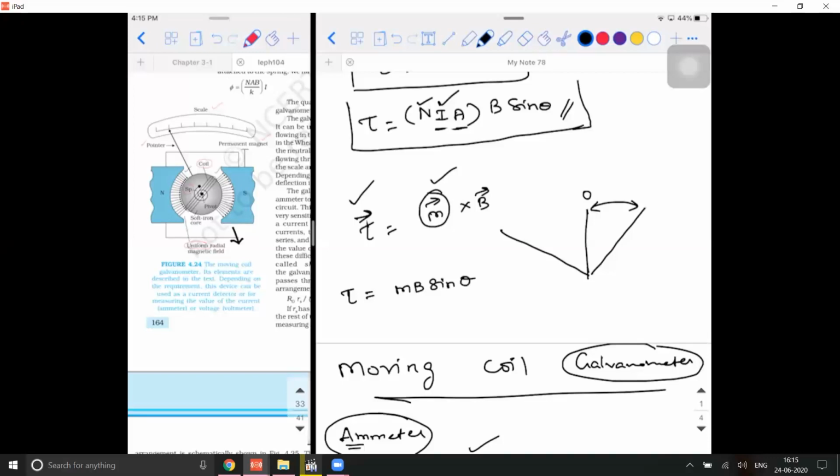Below that you can write down the mathematical expression. Torque is equal to mB sine theta. So who is going to decide the maximum value? Sine theta is deciding the maximum value. When will sine theta be maximum? Only when theta is equal to 90 degrees. So mathematically that is the reason. In terms of physics, the angle between the magnetic dipole moment and the external field should be 90 degrees. I hope it is clear. Yes, sir.